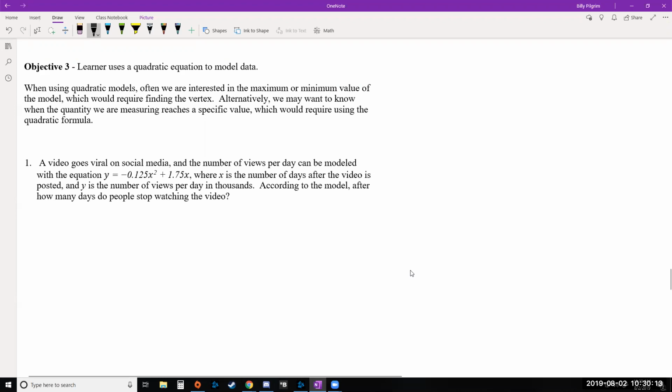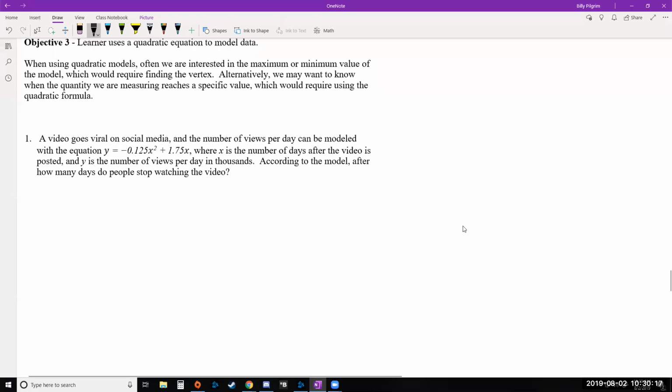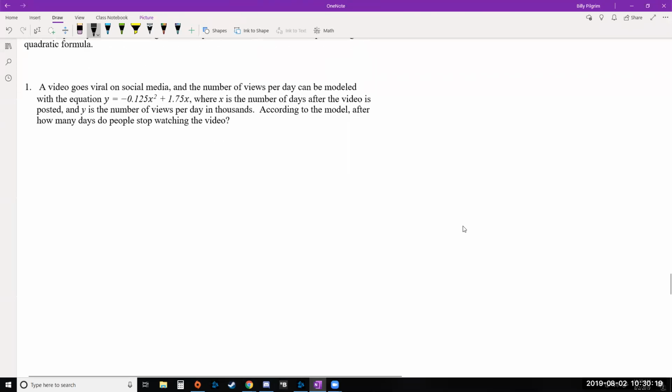So our first example here, it says a video goes viral on social media, and the number of views per day can be modeled with this equation. In this equation, x is standing for the number of days after the video is posted, and y is the number of views per day in thousands. According to the model, after how many days do people stop watching the video?